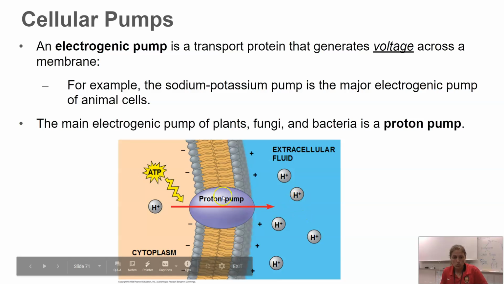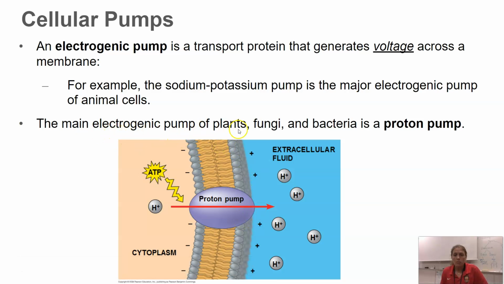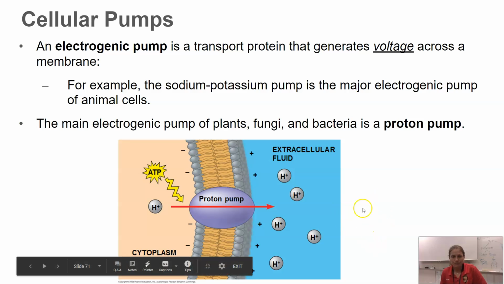This is done by a special protein called a proton pump. Okay, and we have these pumps in plants, we have these in fungi, we have these in bacteria. A lot of the things that are autotrophic are going to need these for sure, but we also have them in mitochondria.